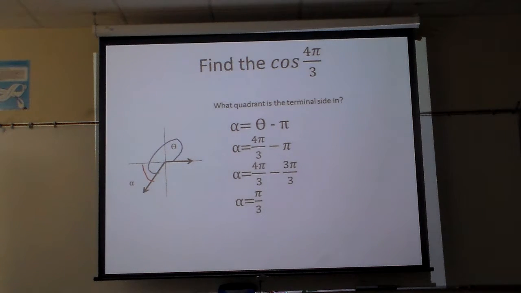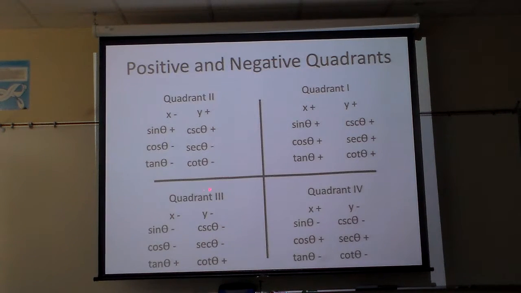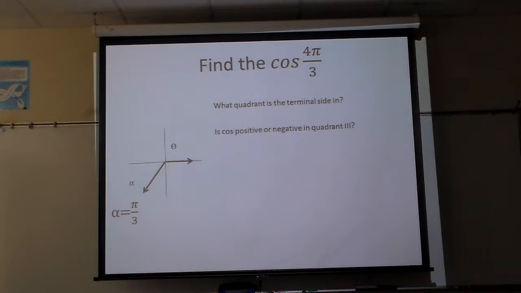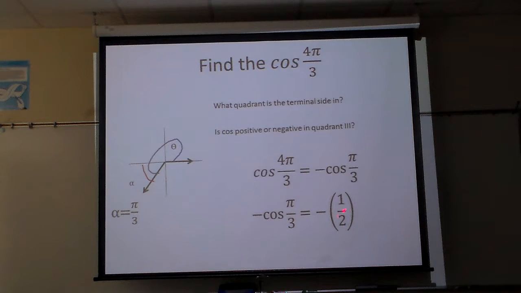Now I can go back to that chart at pi over 3 and find the cosine. Is cosine positive or is cosine negative in quadrant 3? Well, you got to remember, cosine in quadrant 3 is negative, because the x is negative and the r is positive, making it negative. So I know this. The cosine of 4 pi over 3 will be negative cosine of just pi over 3. And if I go back to that chart, pi over 3 was at 1/2, so I'll just make it negative.